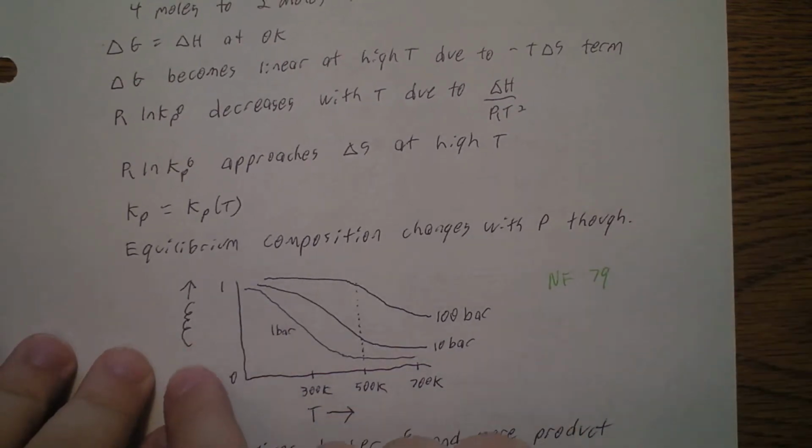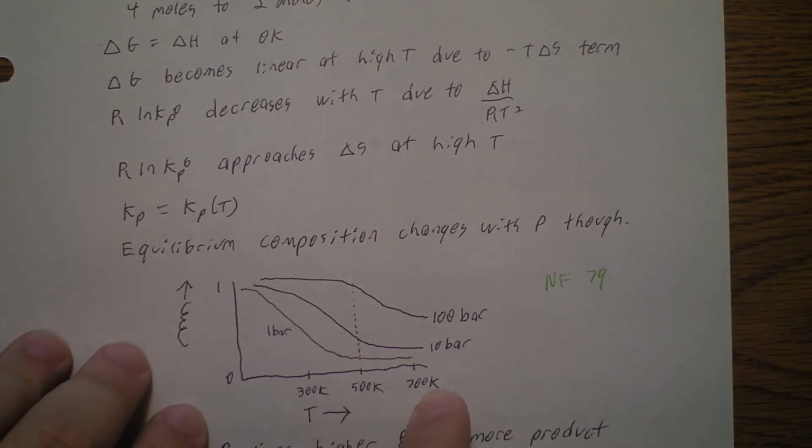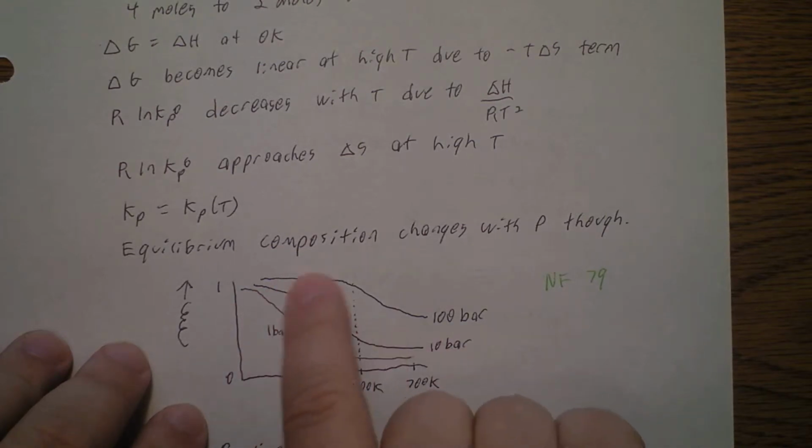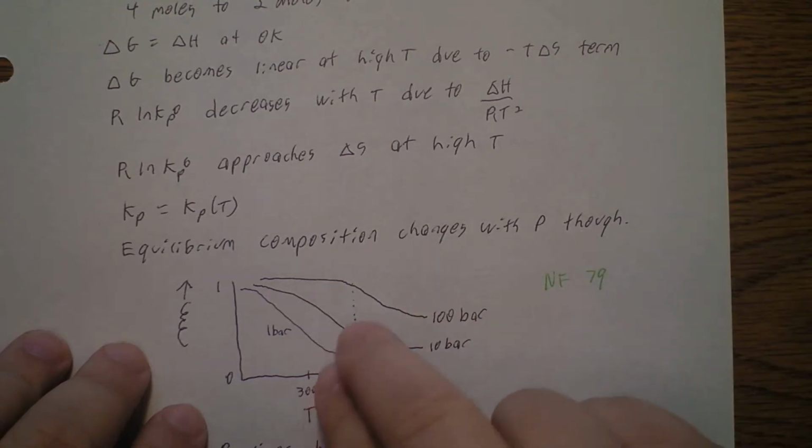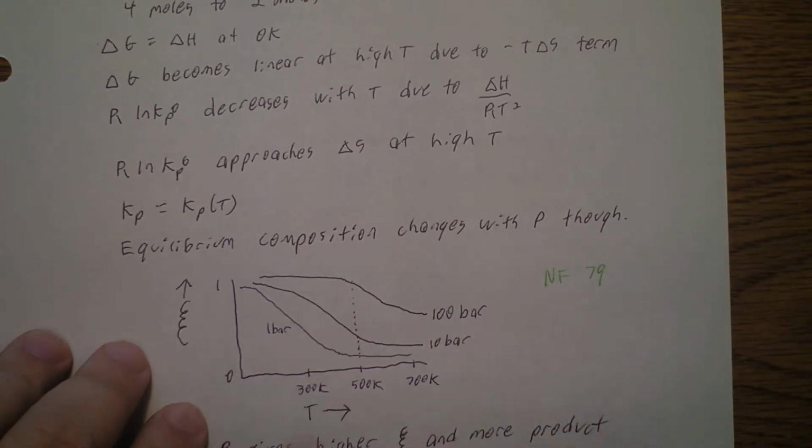So here we go. This is our extent, xi. It goes from 0 to 1. And then temperature. Notice we're going up to about 700 kelvins. So at 1 bar it'll do this, at 10 bars it'll do this, and at 100 bars it'll do this. So changing the overall pressure is going to change the extent of the reaction.